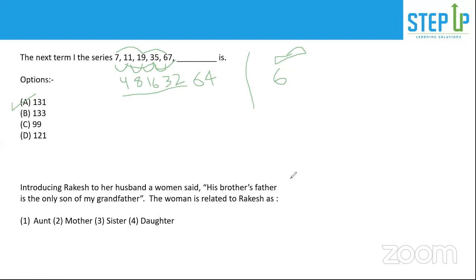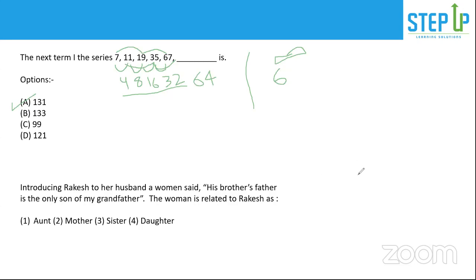All right, now let's come to this question. What kind of a question is it? It's a blood relations question. In this, introducing Rakesh to her husband, a woman said his brother's father is the only son of my grandfather. Now one of the things I've seen is, never do it orally. Always in these questions try and draw the family tree.